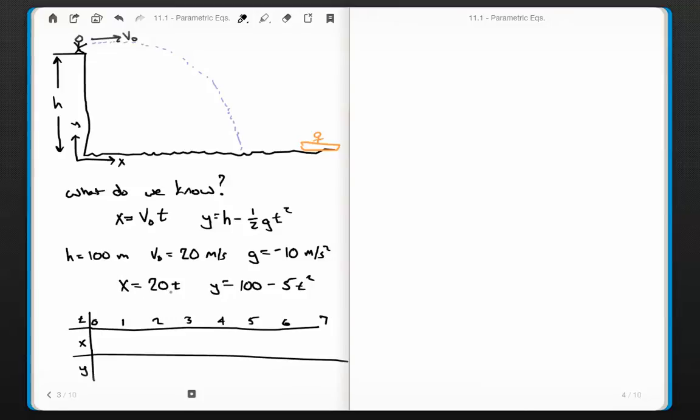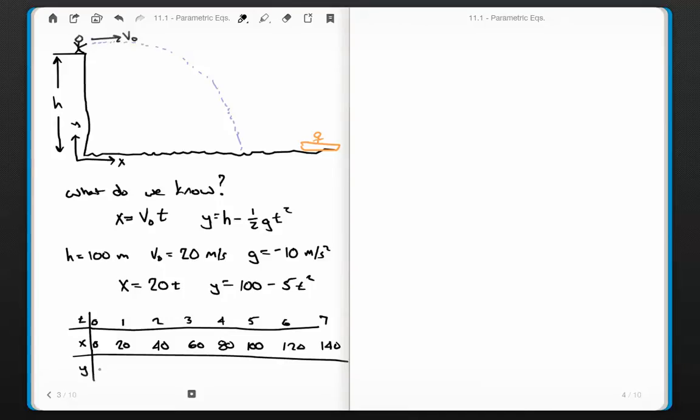So x is just 20t, so the x position is just going to keep on going from left to right. After 0 seconds, it won't have gone anywhere. After 1 second, 20; 2, 40; 3 would give us 60, 80, 5 is 100, 6 is 120, 140, like that. Now, can I realistically throw a rock 140 meters? I should be playing in the NFL or as a Major League outfielder if I could. But anyway, this is an academic problem.